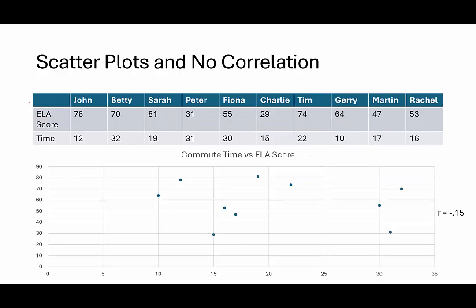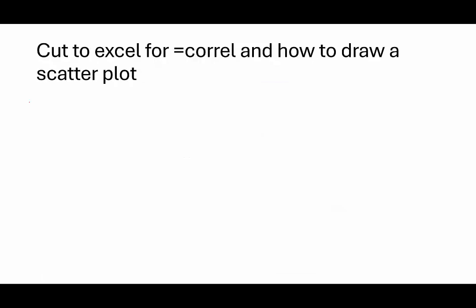A no correlation looks like this. We have a -0.15 for the R, and it doesn't have a pattern in its scatter plot. So now I'm going to cut to Excel to show you how to use the CORREL feature and how to draw a scatter plot.